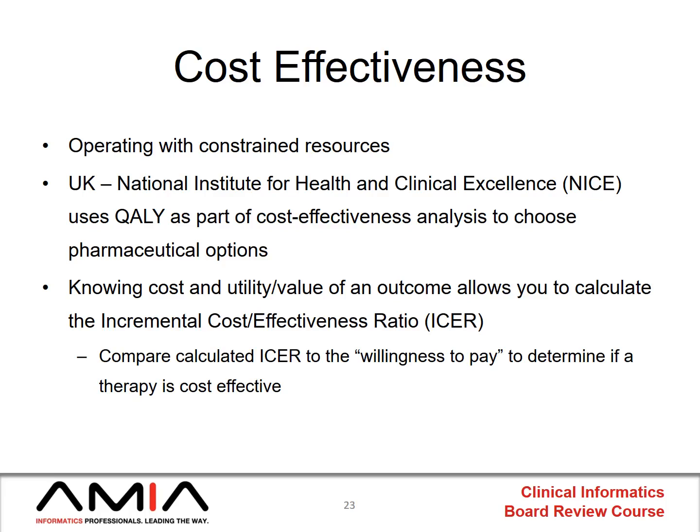And I gave this example previously of the cost effectiveness analysis you can do with decision trees. You can also do something that allows you to more directly compare the trade-off between money and clinical outcome. In other words, this cost effectiveness ratio, the incremental cost effectiveness ratio, or ICER, is a technique that allows you to look at this trade-off between the utility of a therapy and its cost. And probably one of the best examples of how this is used in practice is that within the United Kingdom, the National Institute for Health and Clinical Excellence, or NICE, uses quality adjusted life years as part of their cost effectiveness analysis when they choose pharmaceutical options.